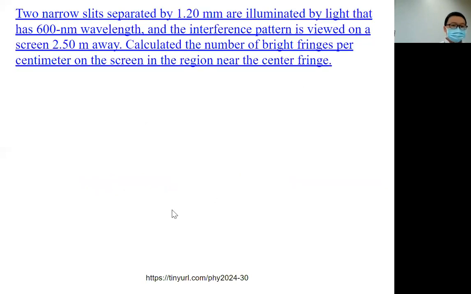All right. So let's take a look at this example on double slit interference.